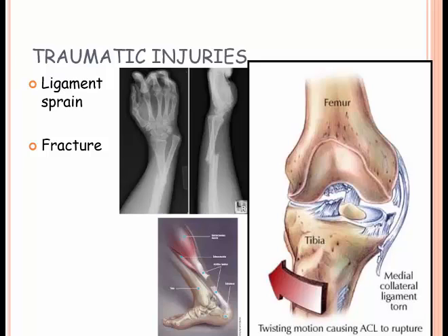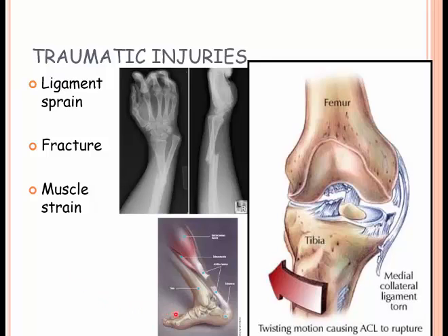And finally, another traumatic injury is muscle strain. A muscle strain can damage the muscle and or tendon and occurs due to a sudden contraction or overstretching of a muscle or tendon. The example in your slide is a gastrocnemius muscle strain, and in this case there is damage to the Achilles tendon which connects the gastroc muscle to the heel bone or calcaneus.